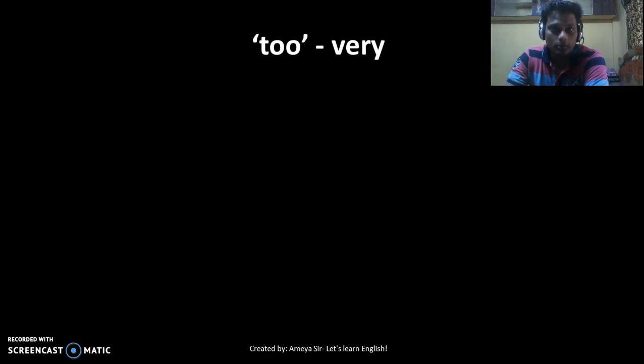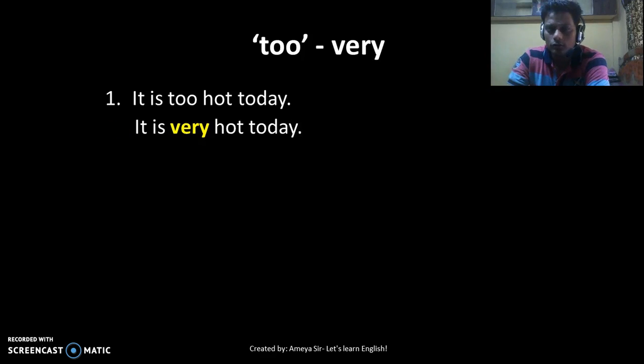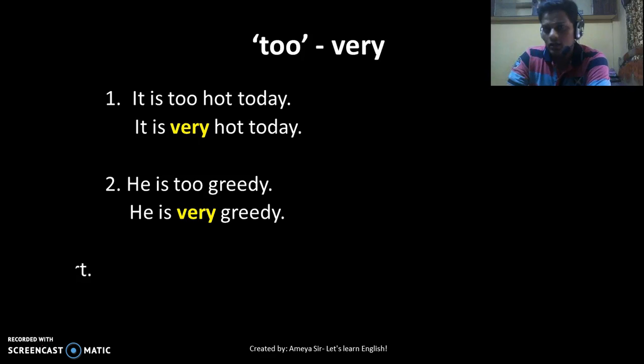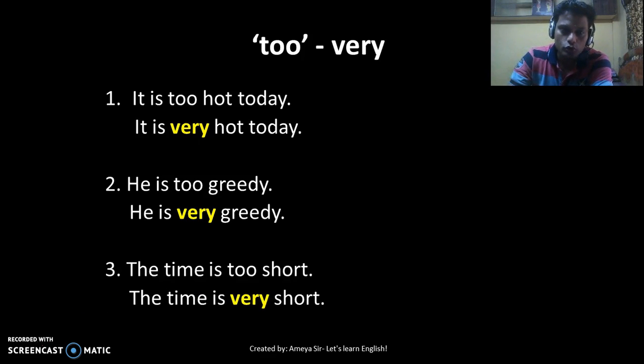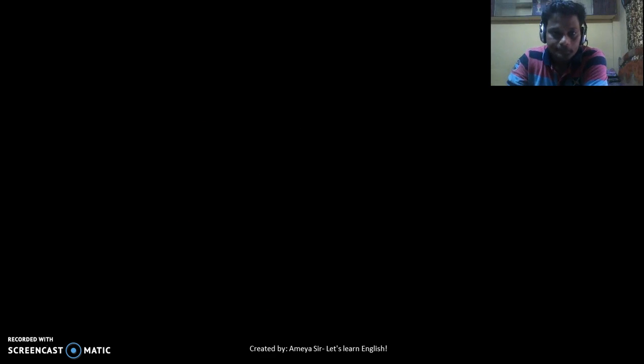In order to learn how to remove "too", I've told you very clearly that when it expresses "very", just replace it with that word. So it is too hot today, it is very hot today. He is too greedy, he is very greedy. The time is too short, the time is very short. So simple replacement of "too" with "very" should do the job for you. What when "too" does the work of "also"?